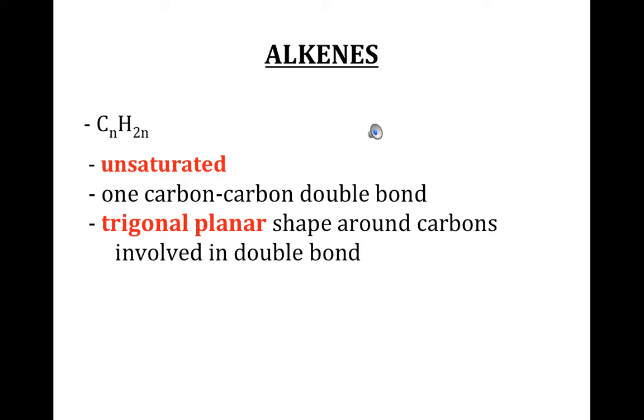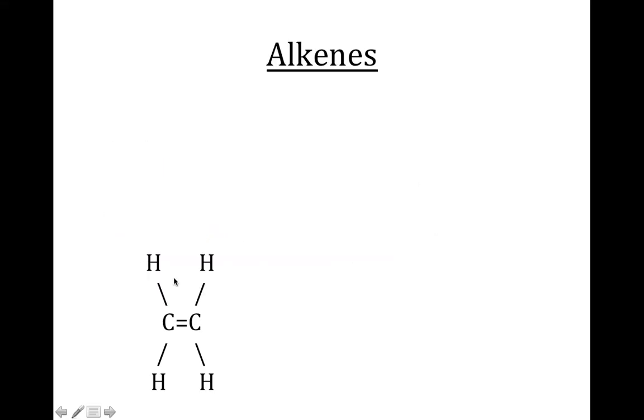Now, sometimes in worksheets you might run into something that says a diene, or you might see it in a textbook. That just means you have two carbon-carbon double bonds. But I will never give you a diene on a test, unless I'm in a bad mood. From our last chapter, we should remember around a carbon-carbon double bond, we're going to get a trigonal planar shape. Flat and trigonal, AX3.